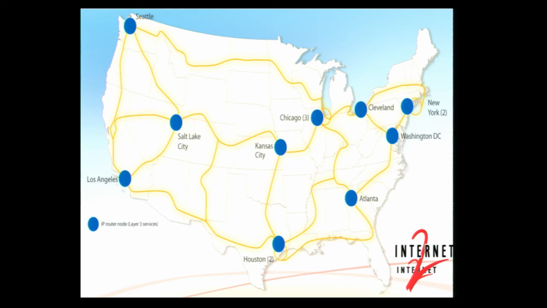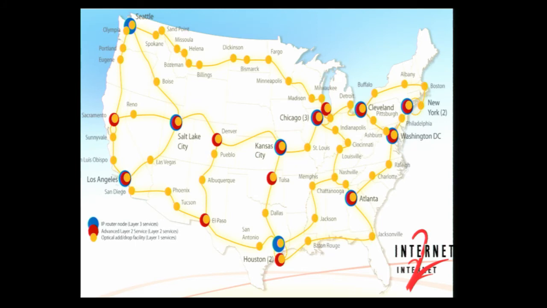What does that network look like today? We still have our layer 3 services. Those are the blue dots where our routers are. Our layer 2 service, which is what I'll talk about mostly today, is shown by the red dots. Right now it's about, I believe, 14 nodes. That will grow. We expect to be roughly 30 to 35 nodes. And then our layer 1 services are available through our add-drop facilities, and we're also willing to convert some of those into layer 2 service facilities as we have demand for them. So that's the picture of the map.